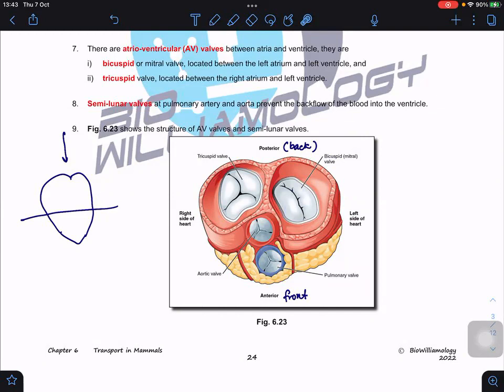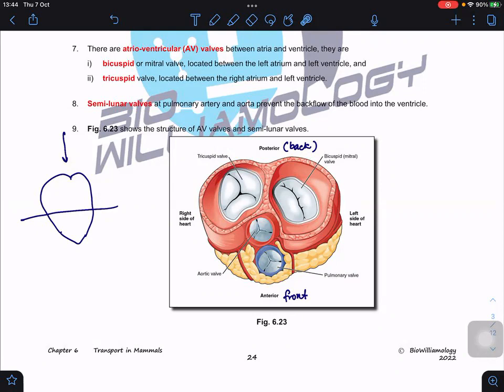Now we do have another valve at the aorta and also the pulmonary artery. Can you see that? Aorta and pulmonary artery. They do have a valve, but this valve is a semi-lunar valve. Are you clear? Semi-lunar valve. So totally different types of valve. I will show you guys later what's different between the tricuspid and the bicuspid compared to the semi-lunar valve. Because at the aorta, we call it the aortic valve. The one at the pulmonary artery is known as the pulmonary valve. Are you clear?